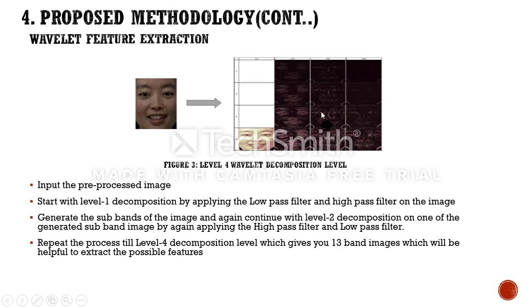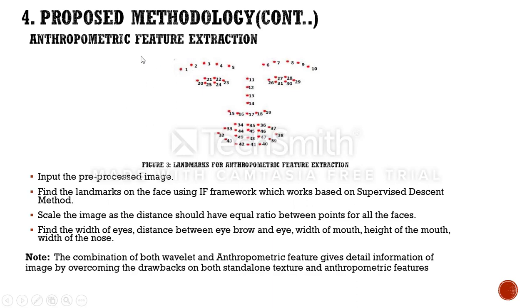Based on this band of images, the wavelet coefficients will be extracted, which is nothing but wavelet features. This is all about getting the texture and shape of the human image. These are the features I'm going to use, along with anthropometric features. From the face, I am using the IF algorithm. I will be getting the landmarks on the face.